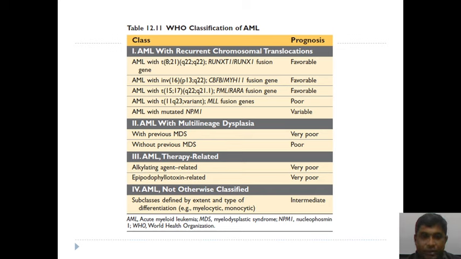Second category is AML with multilineage dysplasia. As we just saw a few slides earlier, an underlying MDS is associated with development of AML, which is called AML with multilineage dysplasia, or you can have AMLs without previous MDS, but still with dysplasia in the other cell lines. With previous therapy, especially alkylating agents and epipodophyllotoxin-related therapy, AMLs can arise, which are usually associated with a poorer prognosis, and you have other subcategories.